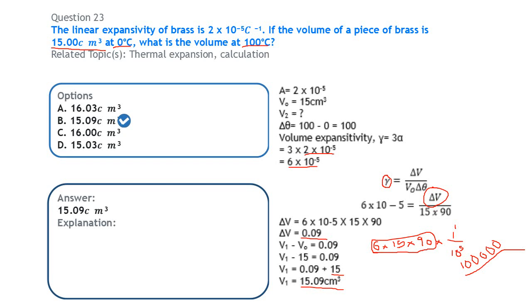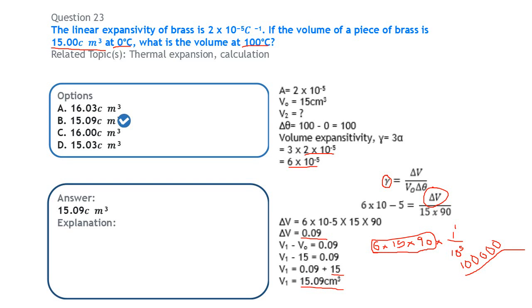However, we've not been given volume expansivity, so what do we do? We can get it from this linear expansivity here. The volume expansivity is going to be equal to 3 times the linear expansivity. So we're going to have 3 times 2 times 10 raised to the power minus 5. You can just multiply 3 times 2, and that is 6, so 6 times 10 raised to the power minus 5. So this is what we'll be using for our volume expansivity.